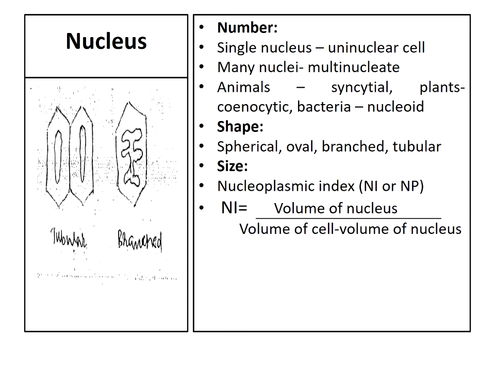The ratio between the cell and the nucleus is called as nucleoplasmic index or nucleocytoplasmic index. In the short form, we write it as NI or NP. And nucleoplasmic index is calculated by volume of nucleus divided by volume of cell minus volume of nucleus. So by this we can find out the size of a nucleus.